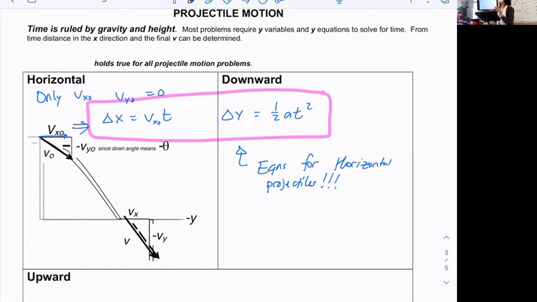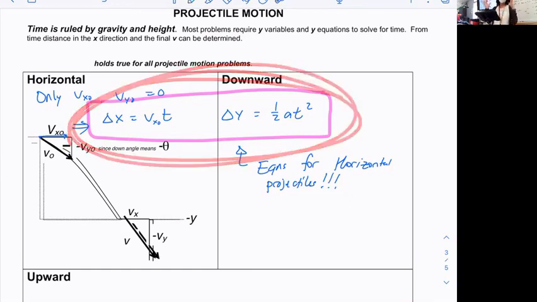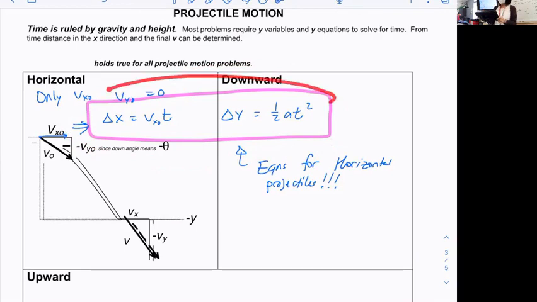Expect to see this on the exam where something is flying horizontally. And the moment you see flying horizontally or the words horizontal projectile, these should be the equations that you immediately think of. These equations are not in this format on your equation sheet. On your equation sheet, it looks like this: x equals x naught plus v naught t plus 1/2 a_x t squared. That's the format on your equation sheet.